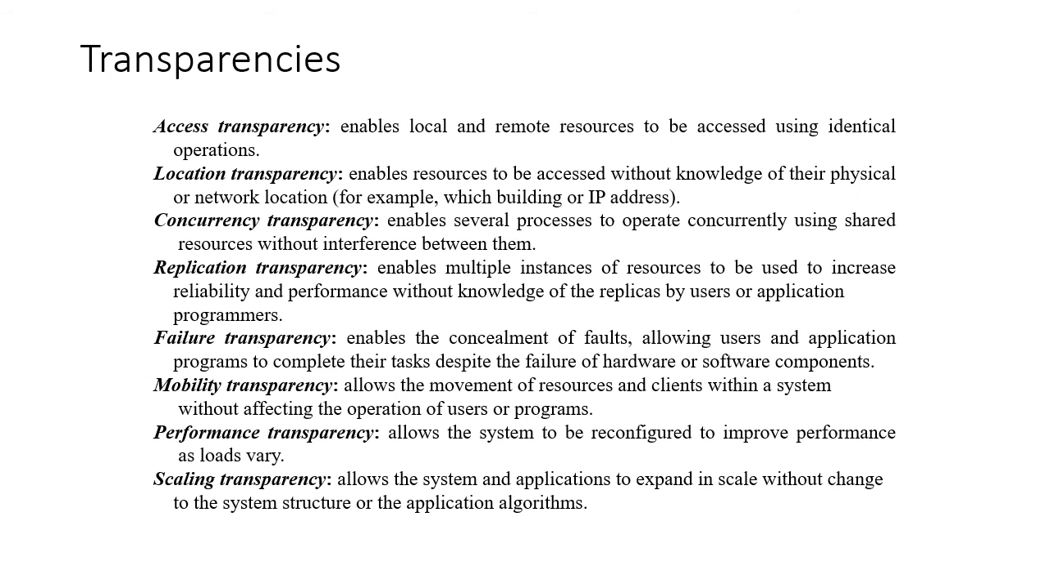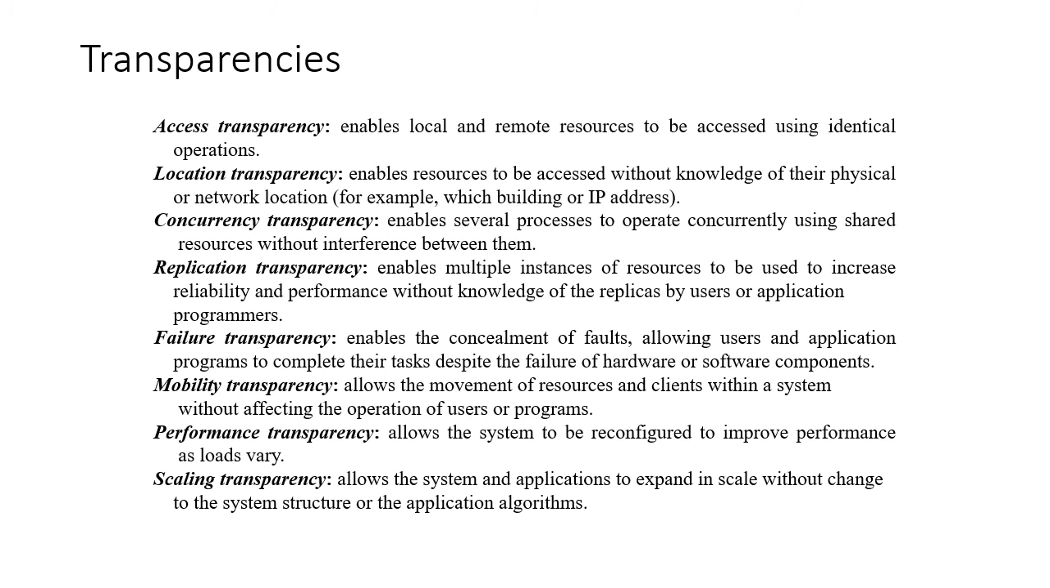Okay, fine. The location transparency. Location transparency refers to hiding the network location of the system providing the resources to the user. Concurrency transparency. Concurrency transparency enables several processes to operate concurrently without interfering with each other. Replication transparency. Replication transparency ensures multiple instances of a resource can be used for increasing reliability and performance.